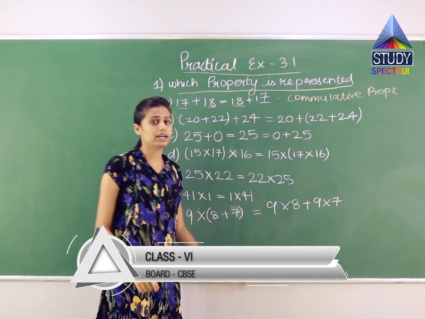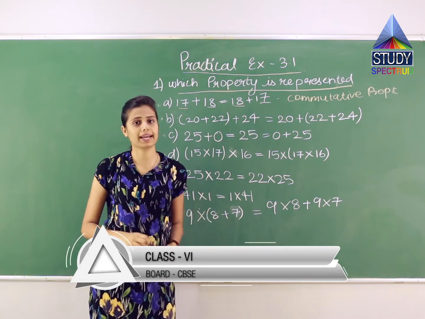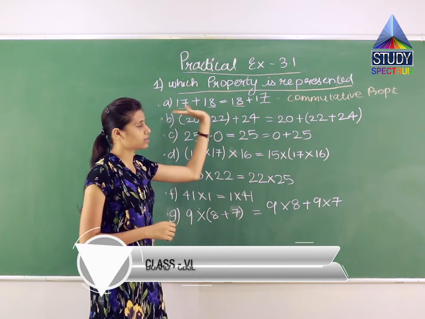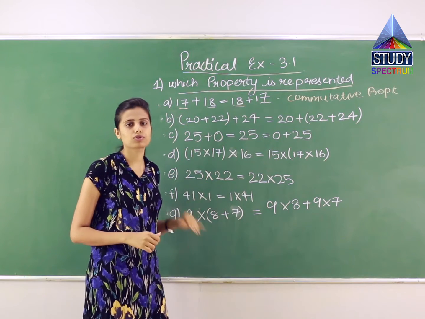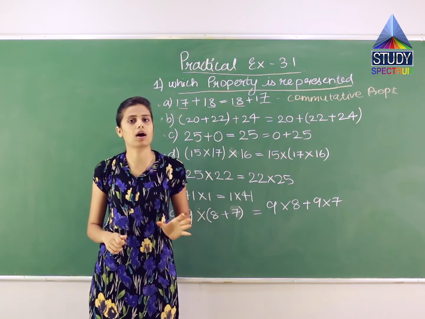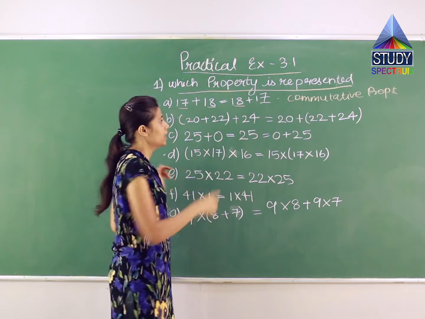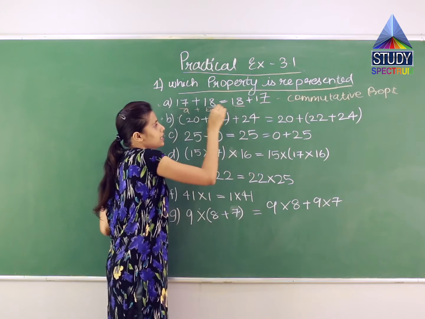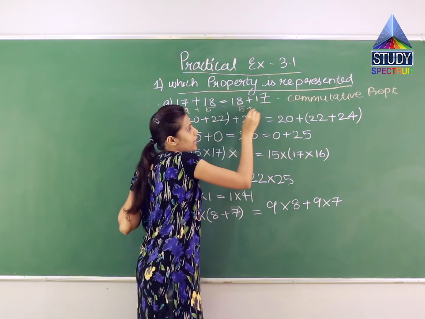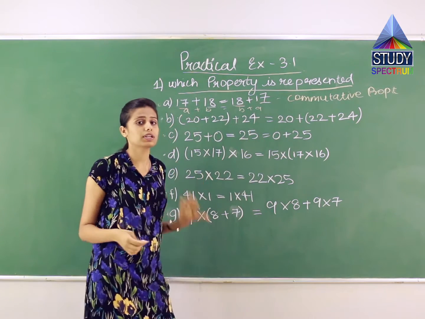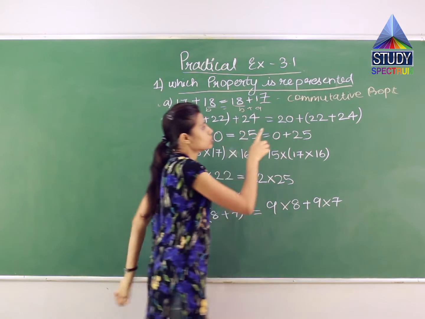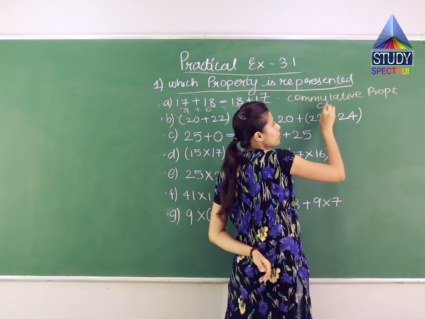Right? Now let us see the second question and understand which property is represented in it. Listen, the property will differ from question to question depending upon the formula which we have already studied. Over here the formula was A plus B is equal to B plus A. So this is the commutative property of what? Look over here, which sign is there? Addition, right? So it will be commutative property of addition.